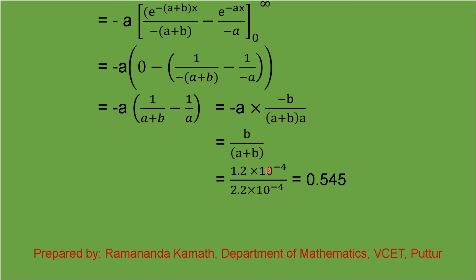b is 1.2 x 10^-4 and a is 10^-4. So a + b means 1 x 10^-4 plus 1.2 x 10^-4. The sum will be 2.2 x 10^-4. The 10^-4 cancels, so 1.2 divided by 2.2 is 0.545. So the probability that y is less than x is 0.545, or 54.5%.